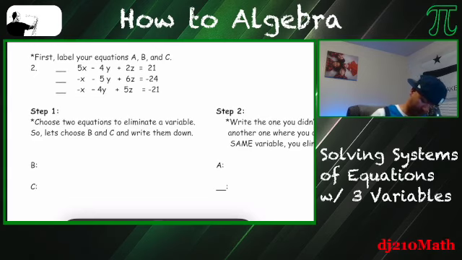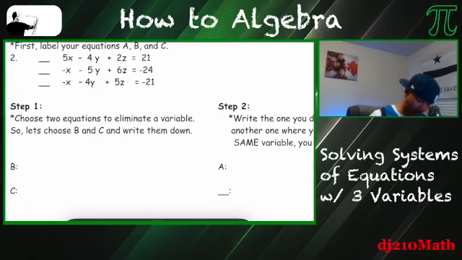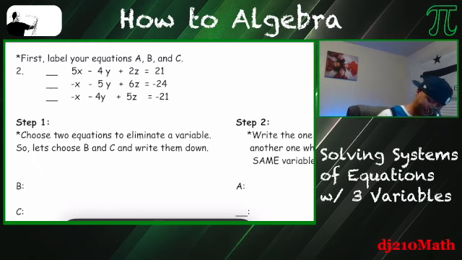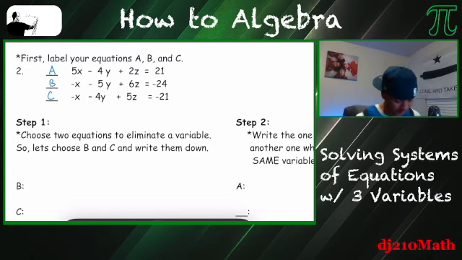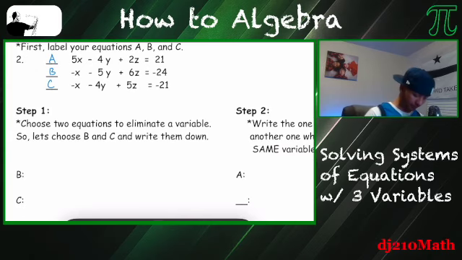All right, so we'll stick with what color are we using? Maverick blue. All right. So A, B, C. They want us to choose B and C. B is minus x minus 5y plus 6z is equal to negative 24. C is going to be negative x minus 4y plus 5z is equal to negative 21.